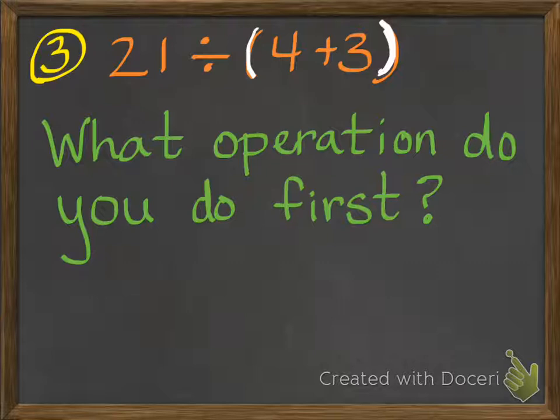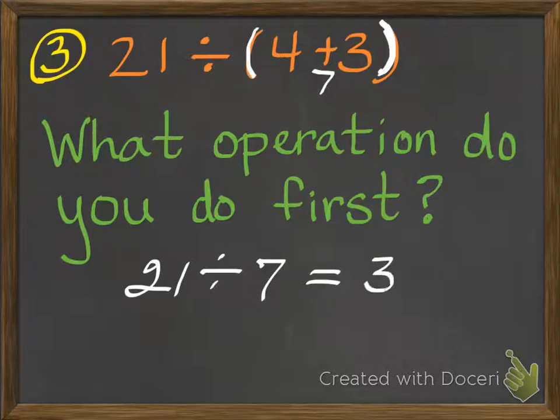So whenever you see a parenthesis, it doesn't matter if it's addition or subtraction, multiplication or division, you have to do whatever's in the parenthesis first. Okay, so we do that one first, and then we get 4 plus 3 is 7. Rewrite the problem, and you get 21 divided by 7. And then that is the end of it, so we go ahead and divide it, and then you get 3.